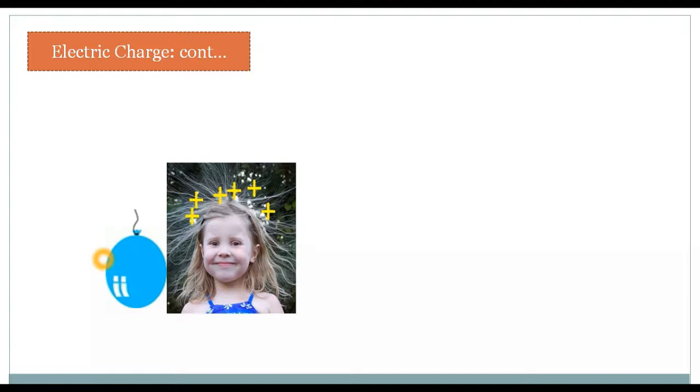Flow of electrons takes place because electrons are mobile, right? So there are electrons present in your hair, there are electrons present in the balloon. So electrons flow from hair to balloon. So from your hair, electrons tend to flow into the balloon. So what will happen? Your hair is losing electrons. So the hair is becoming positively charged, right?